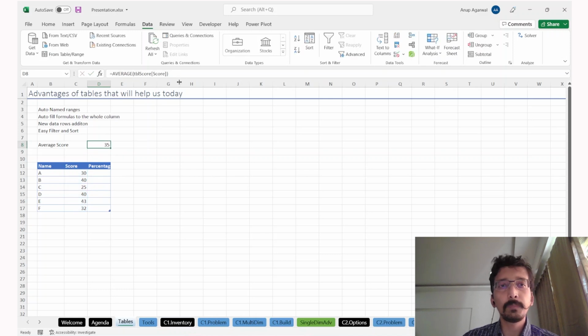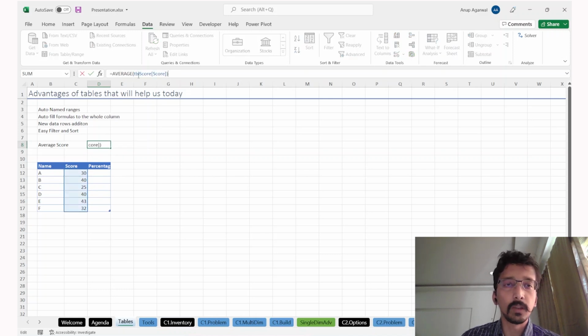So now you see it becomes a little bit easier to review formulas, not such simple ones like this, but more complex ones also. Instead of looking at a range and trying to figure out what it means, you can very simply see, yes, this is the average of the Score column.